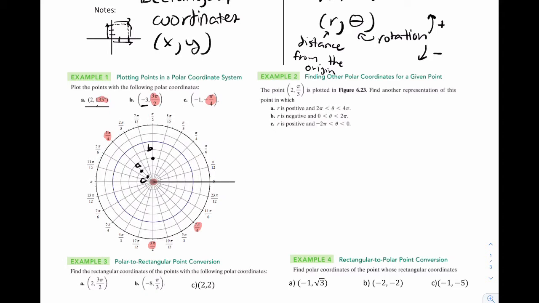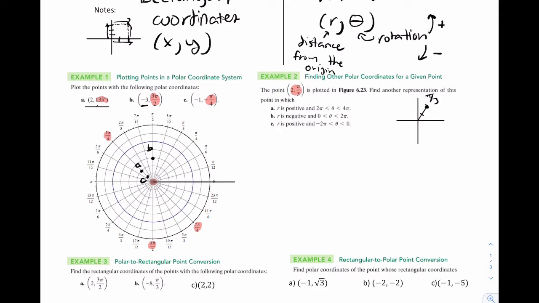So in example 2, let's highlight some important information. It's saying, here's a point, (2, pi over 3), it's plotted. I took the figure out to save space, and then find another representation. So essentially, let's kind of sketch it now. So if you're doing this on paper, the easiest thing to do is just imagine where pi over 3 would be. That's like up here. And then basically go to it and put like 2 tick marks like that. So there's our picture, our plot of 2 comma pi over 3.